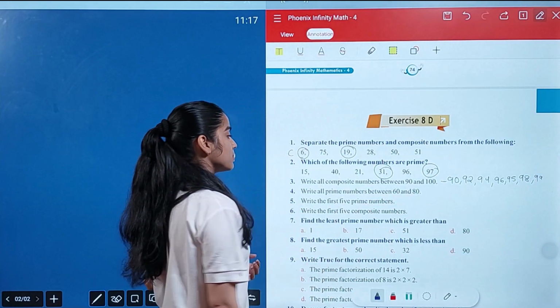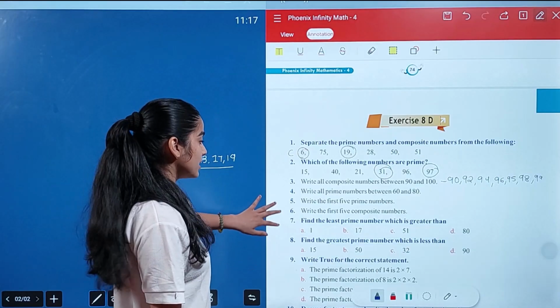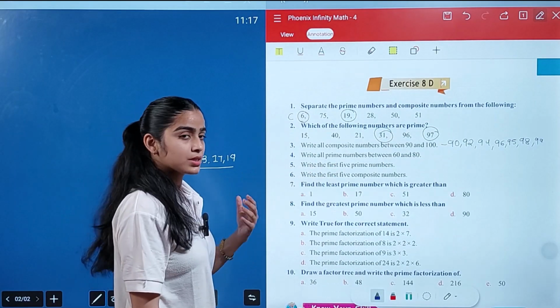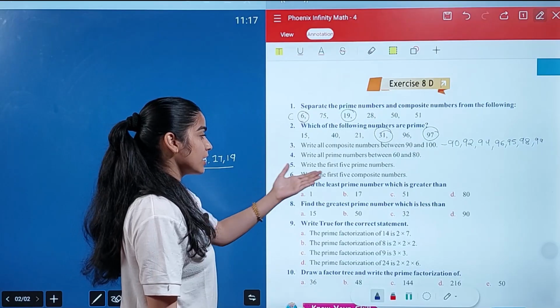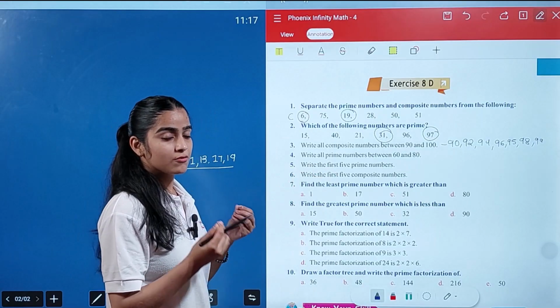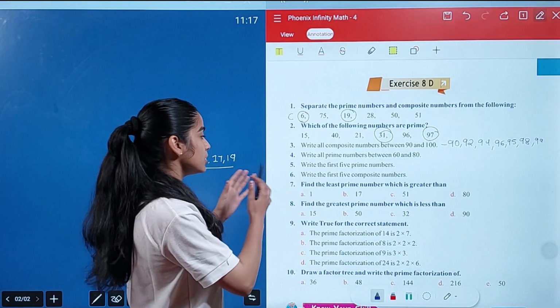Write all prime numbers between 60 and 80. So you can simply write the first 5 prime numbers. That is also easy for you. Write the first 5 composite numbers. So all these are very easy questions. So you have to do it yourself.